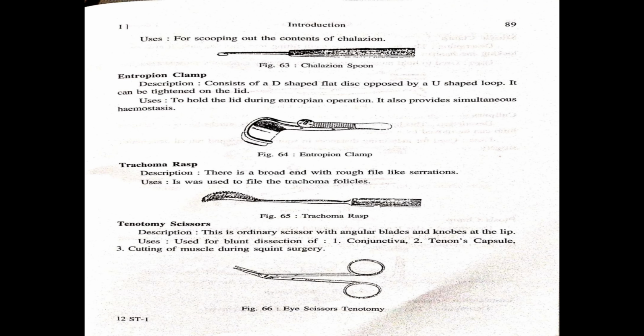Tenotomy scissors. Description: this is an ordinary scissor with angular blades and knobs at the tip. Uses: used for blunt dissection of 1. Conjunctiva, 2. Tenon's capsule, 3. Cutting of muscle during squint surgery. Figure 66, eye scissors, tenotomy.